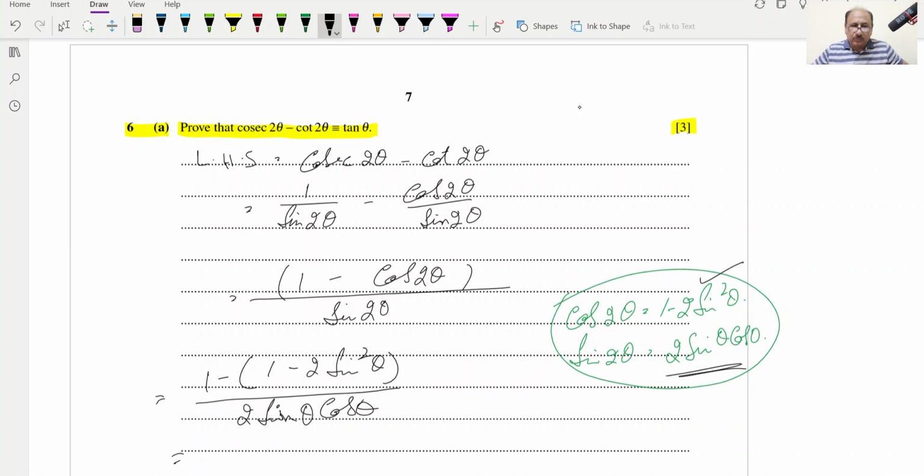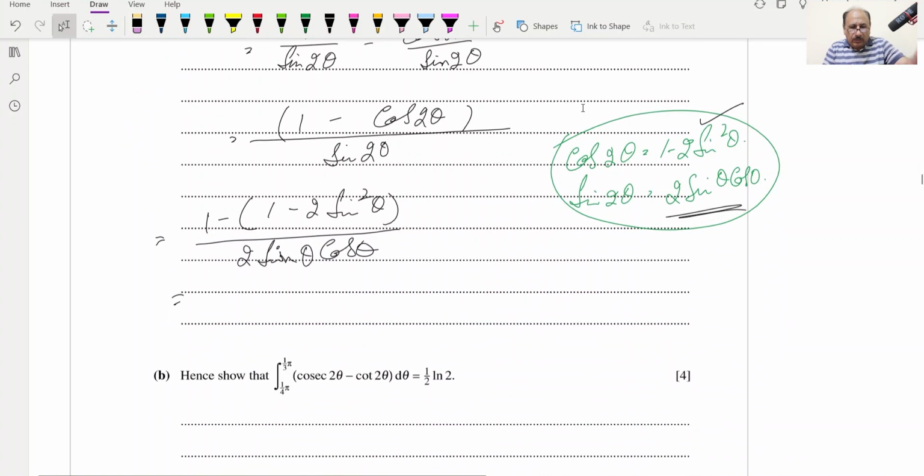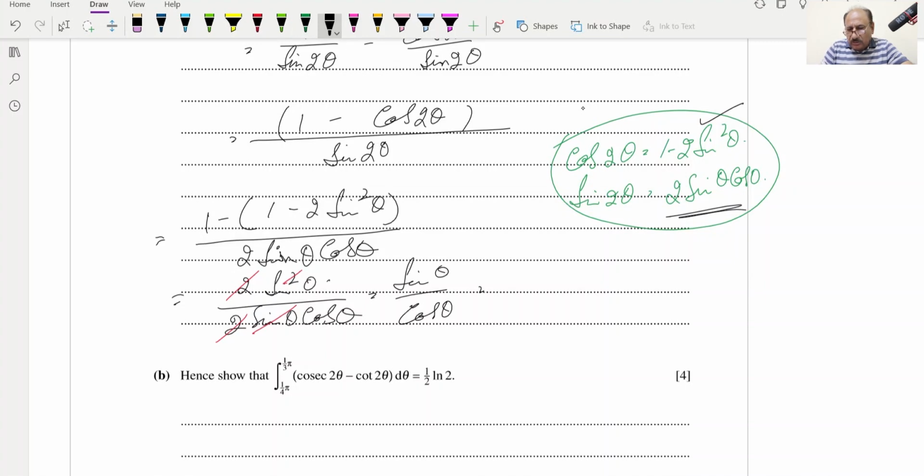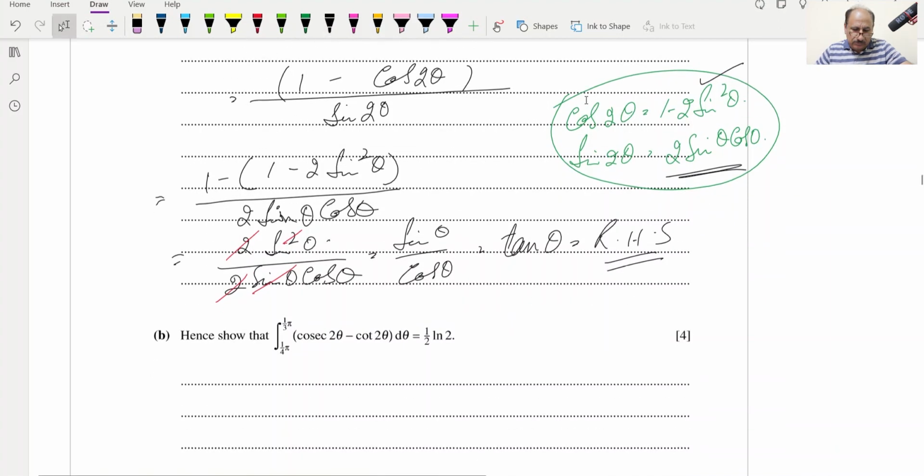And this will be equal to what? This will be equal to, we can open this, so 1 minus 1 will be cancelled, and so 2 sine squared theta over 2 sine theta cos theta, and this 2 will be cancelled with this one, and sine theta will cancel with the square, and the remaining portion will be sine theta over cos theta, which we can write as tan theta. So this will be equal to the right hand side, and this one is done.